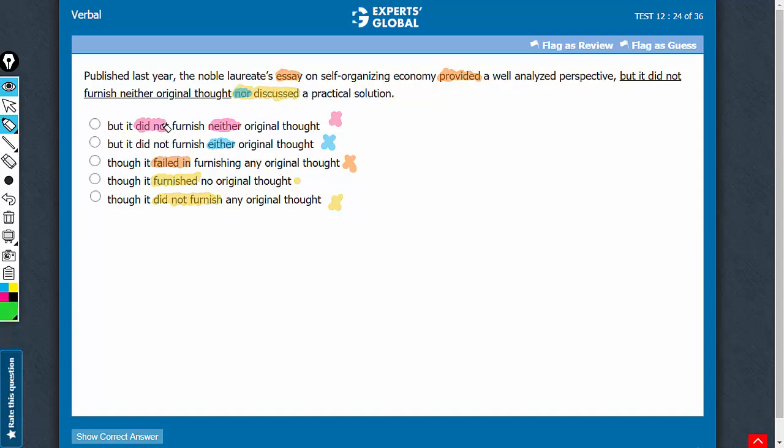Let's confirm choice D end to end now. Published last year, the Nobel laureate's essay on self-organizing economy provided a well-analyzed perspective, though it furnished no original thought nor discussed a practical solution. D is the correct answer choice.